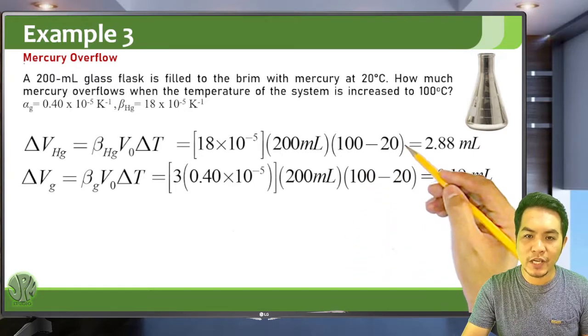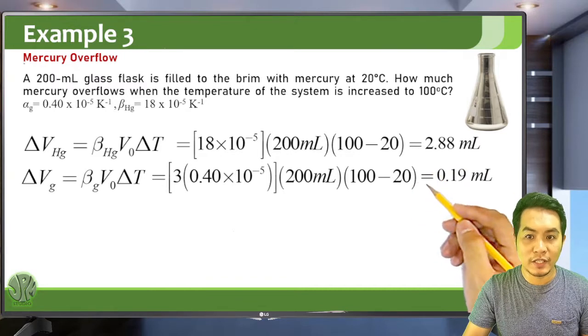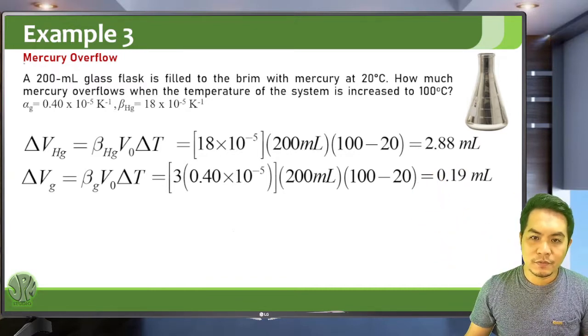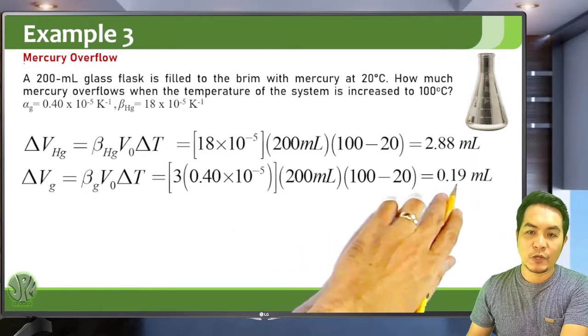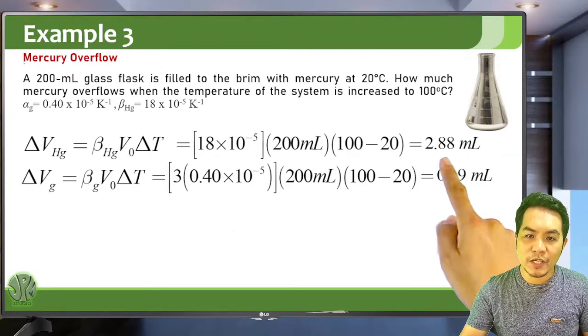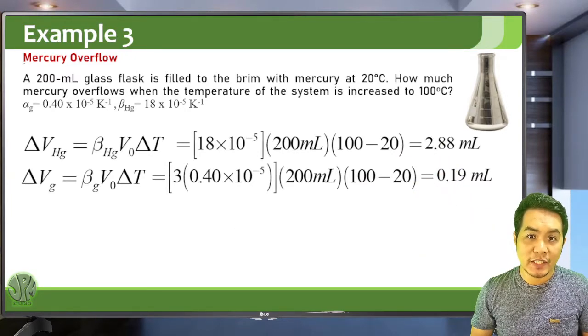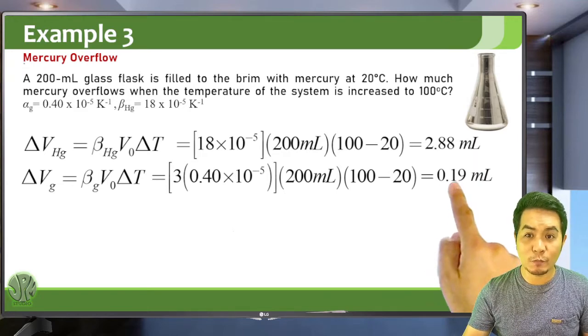There should be a unit ml here. There should be a unit ml here. So the final expansion for the glass is 0.19 ml. So you will notice the difference here. The mercury will expand by 2.88 ml and the glass will expand by only 0.19 ml.